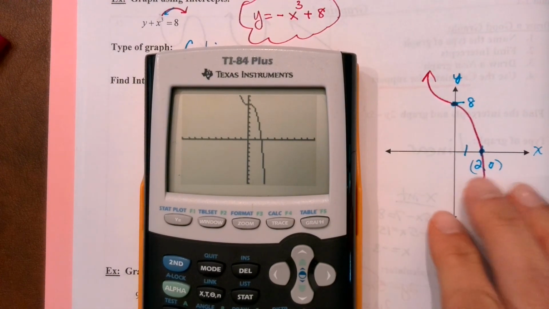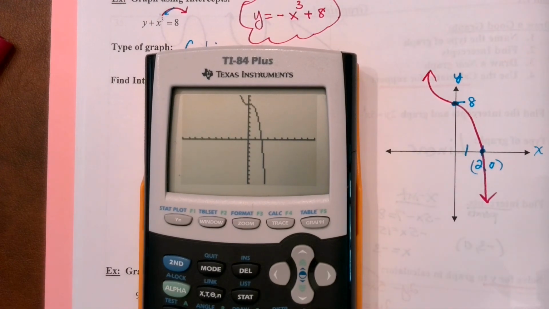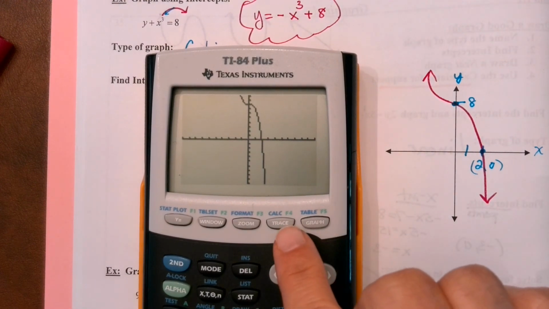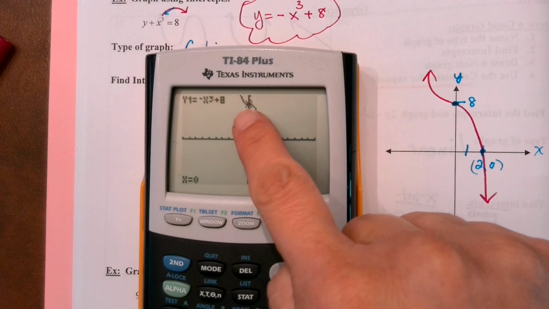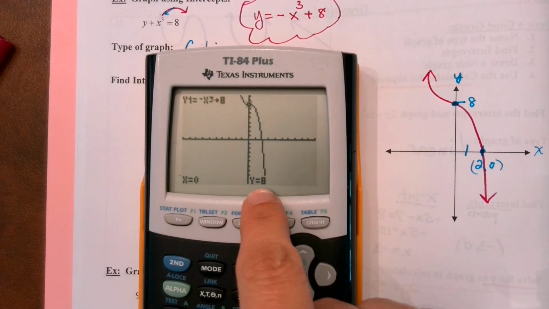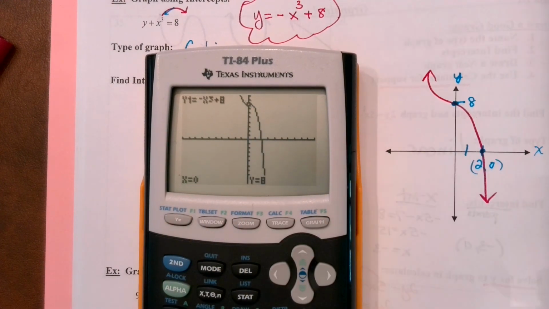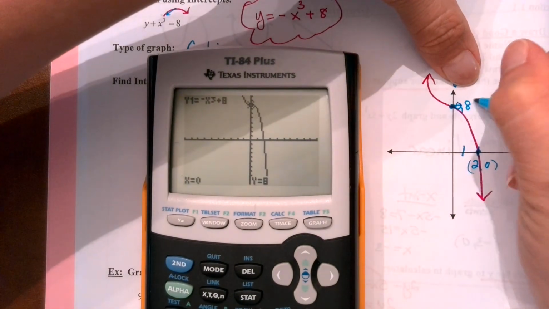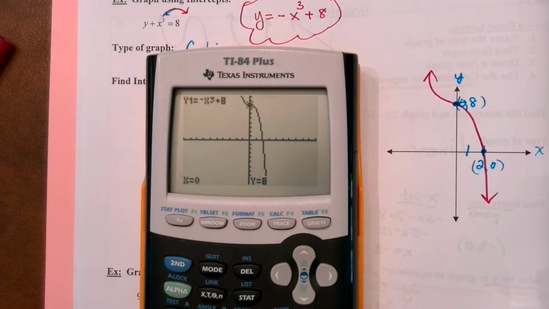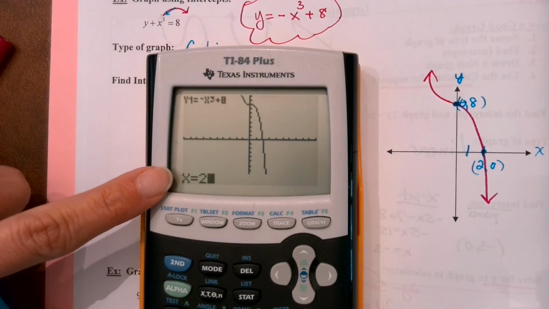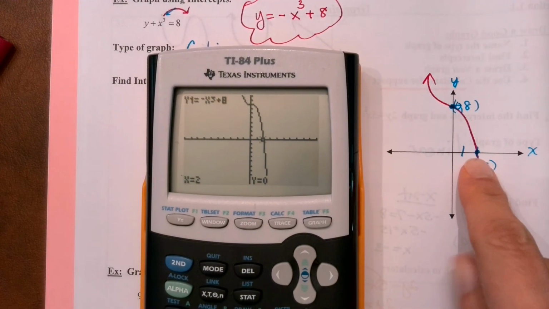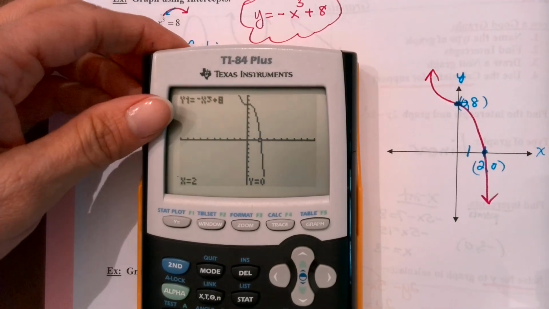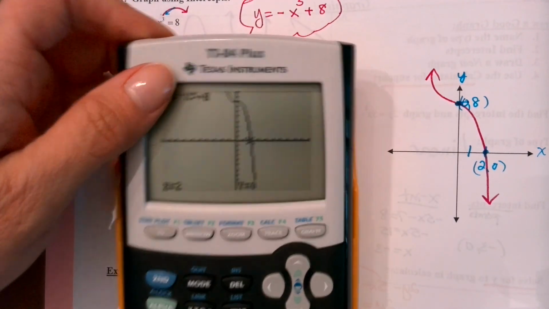Okay, but a lot of the information we had already. Let's check these points. So we're going to hit trace. It's telling me that the y-intercept is 0, 8. I like it. Well, let's write that as a point. 0, 8. And then I'm going to type the number 2. You just type 2. Then you hit enter. Perfect. Your x-intercept is good as well. Okay. All right, we got one more.